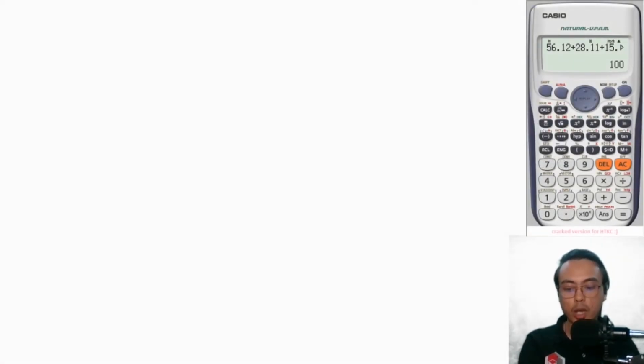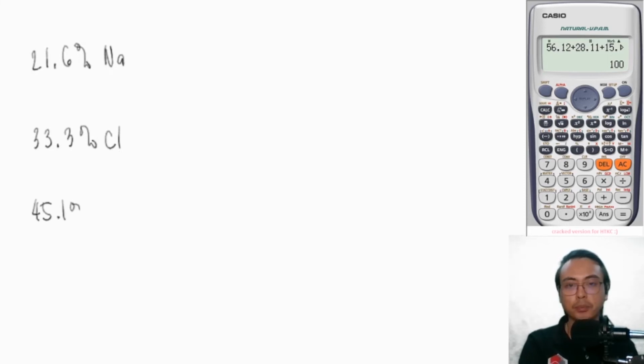Our given is we have 21.6% sodium, 33.3% chlorine, and 45.1% oxygen. Okay. Now for these types of problems, remember that this composition is in terms of mass, or this is percent by mass. For our first step in the solution, we are going to assume that we have 100 grams of the compound. So you might be asking, why did I choose to assume that I have 100 grams of the compound? This is for simplicity reason.